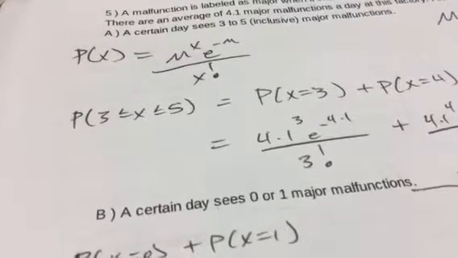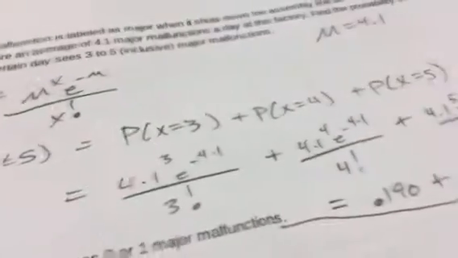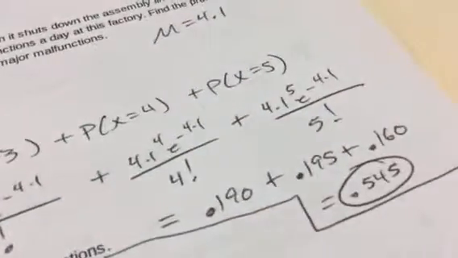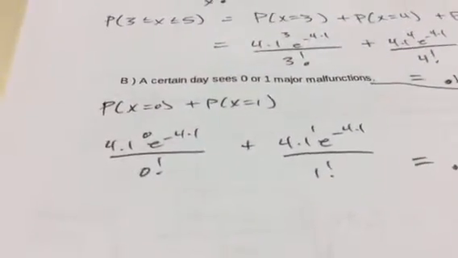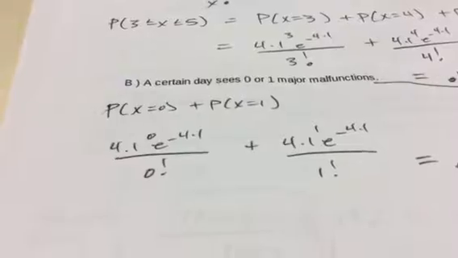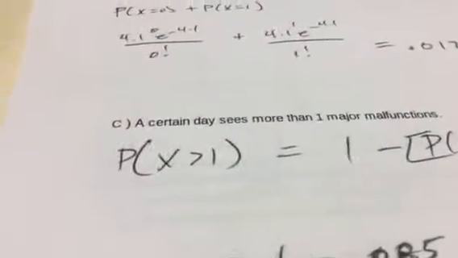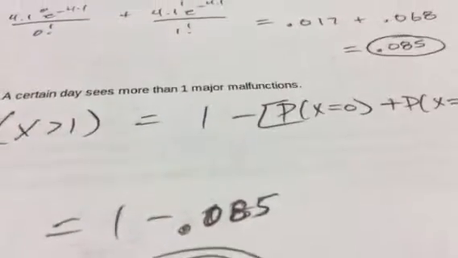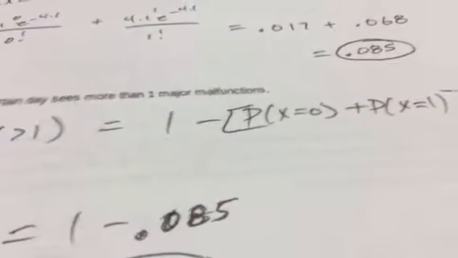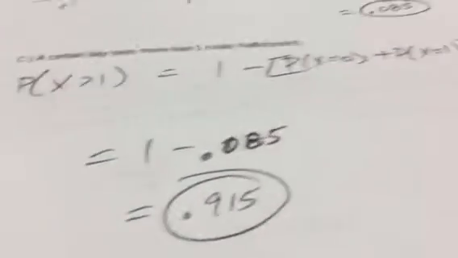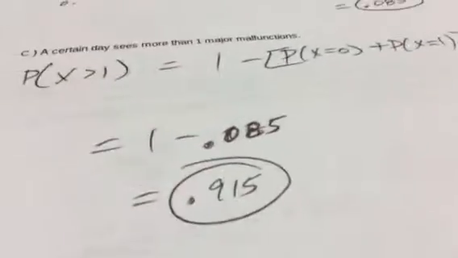Between 3 and 5 inclusive means 3, 4, and 5. Just type all of that in the calculator as such. We did that one together in class. 0 or 1 gives you this. Low chance of that. More than one means I want everything but 0 or 1, which is 1 minus the last answer.